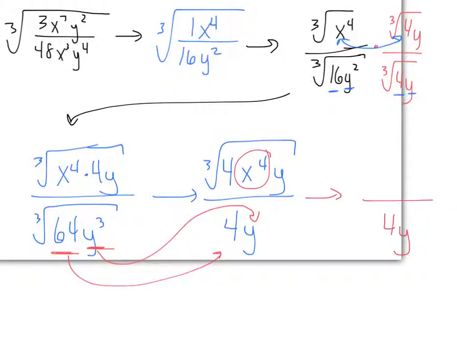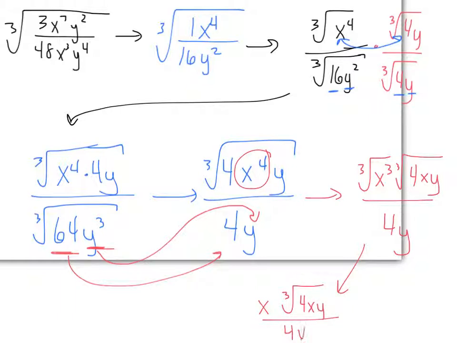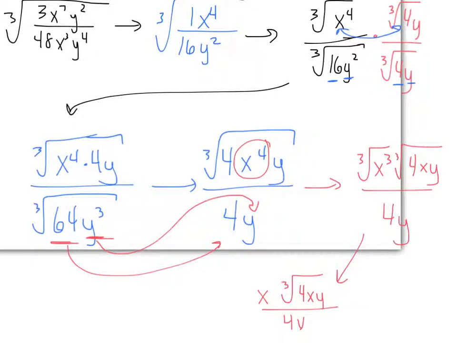Simplify x. Yeah, think of this, right, as x to the third times x. So this becomes the cube root of x to the third times the cube root of 4xy. And the cube root of x to the third is simply x. Again, break up x to the fourth into a perfect cube since it's greater than 3. Make it x cubed times x. That's really x to the fourth. And then the cube root of x cubed is simply x.